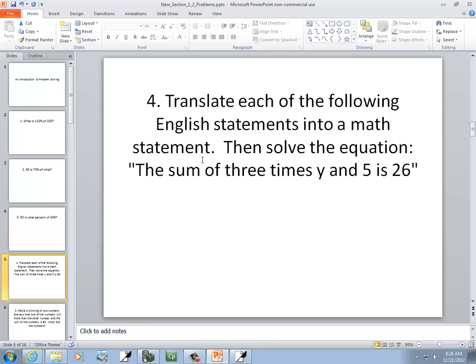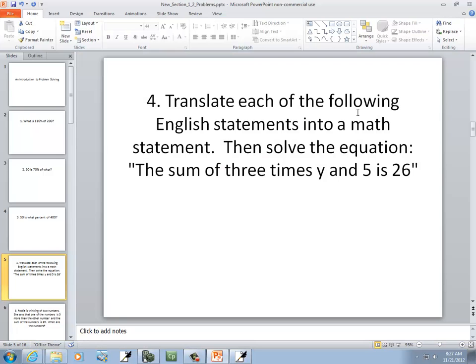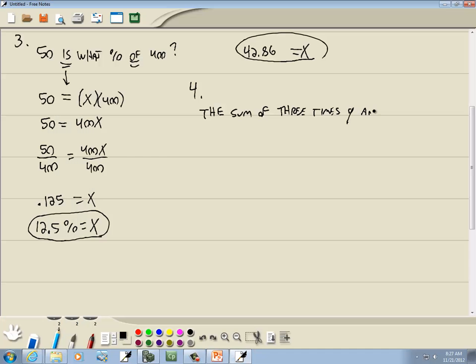Okay, let's look at number 4. It says translate each of the following English statements into a math statement, then solve it. The sum of three times y and 5 is 26. Well, we talked about what the "is" means before. That's your equals. So equals goes there, 26. The sum of 3 times y and 5.